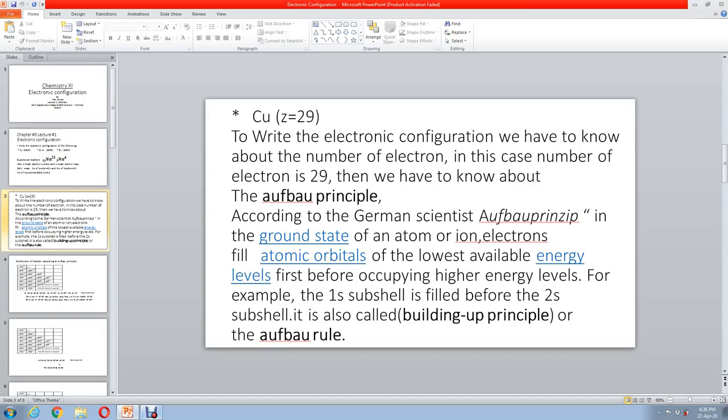According to the German scientist's Aufbau principle, in the ground state of an atom or ion, electrons fill atomic orbitals of the lowest available energy levels first before occupying higher energy levels. For example, the 1s subshell is filled before the 2s subshell. It is also called the building up principle or Aufbau rule.